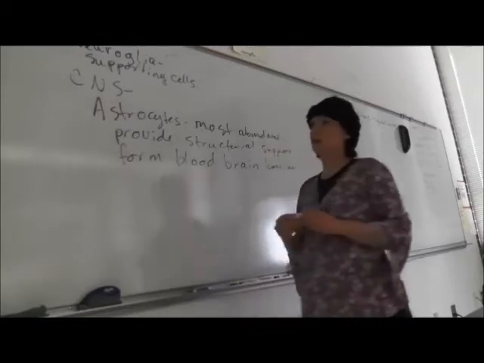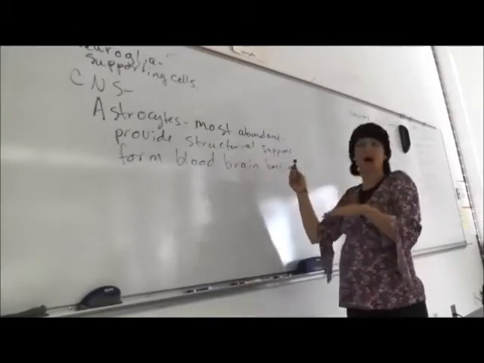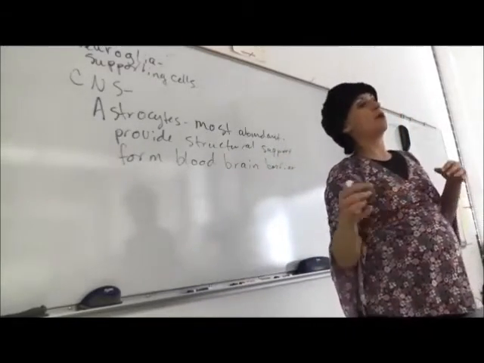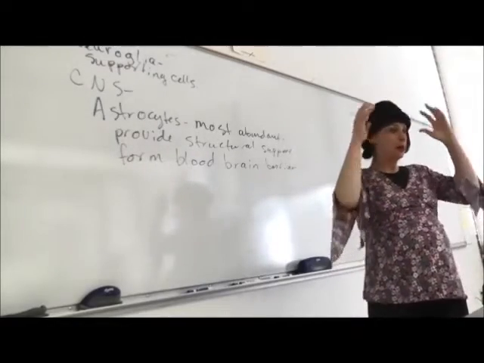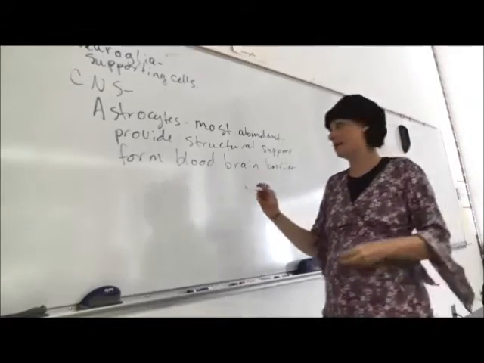Another thing about them is that, I guess it fits in with providing structural support, but they fill in the space of dying neurons. So if a neuron is dying off, your brain still needs to maintain its shape, so astrocytes will take over and fill in that space.